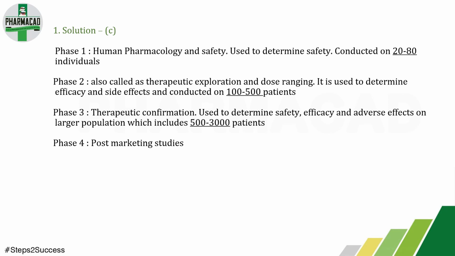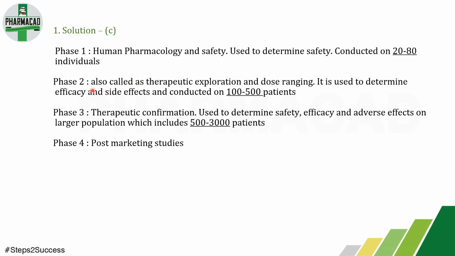So the solution for phase 2 clinical trial is option number C. That is, phase 2 clinical trial is used to determine the efficacy. Now, for the solution, you should know that phase 1 is majorly human pharmacology and safety studies, and it is used to determine the safety of the drug, and it is conducted upon 20 to 80 individuals.